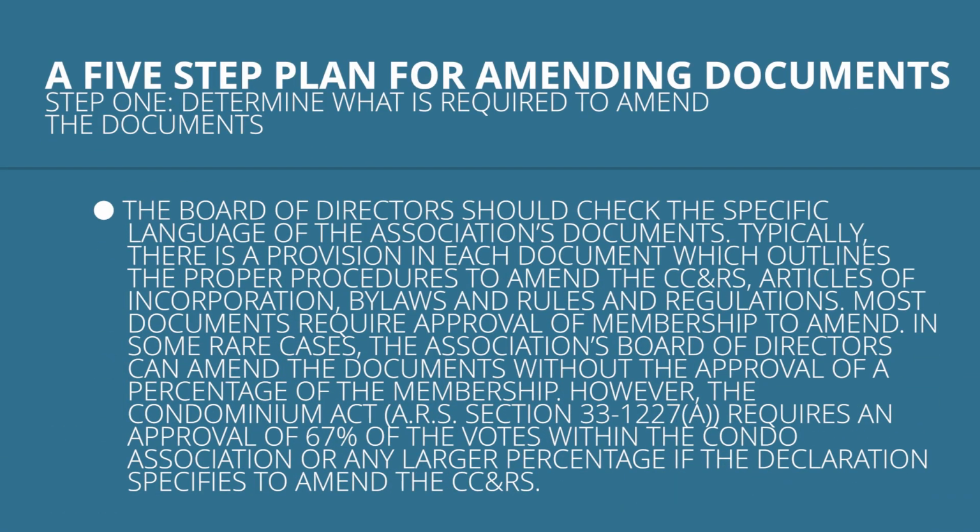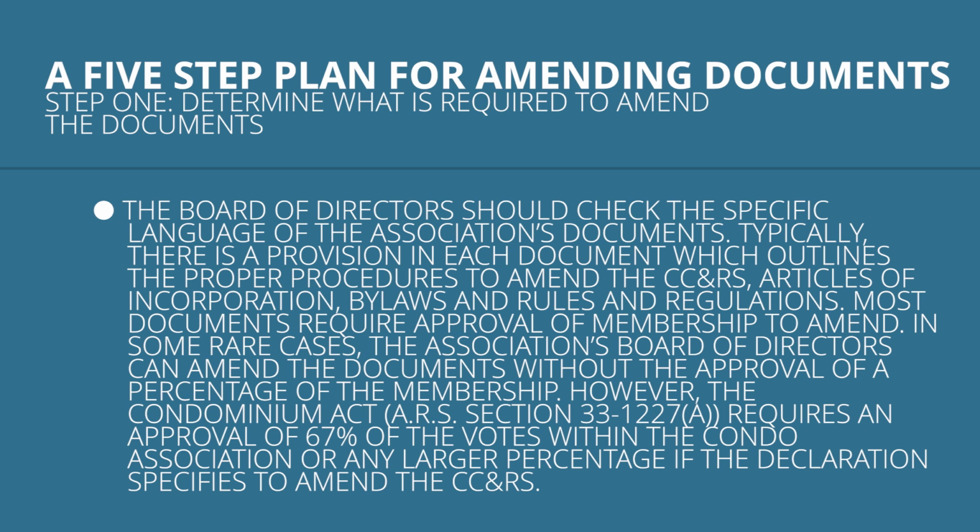Okay, so step 1 is kind of an easy one. It's just determine what is required to amend the document. So every document has an amendment section, and you'll want to go to that section in the document that you're trying to change. So for example, on the CC&Rs, of the declaration of your association, usually it's towards the end of the document, on maybe the last few pages of the document, there'll be a section that talks about amendment, and you'll want to read that provision. Sometimes that provision is worded in a difficult to understand way, and so you may want to get your attorney involved to help you interpret it.